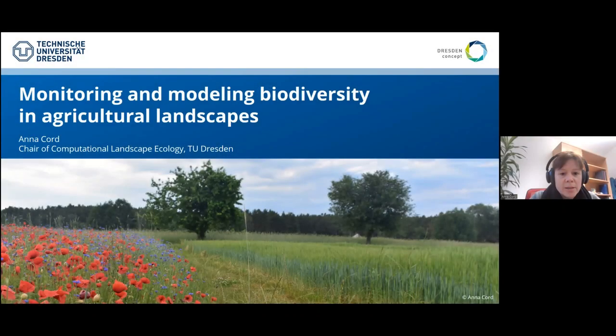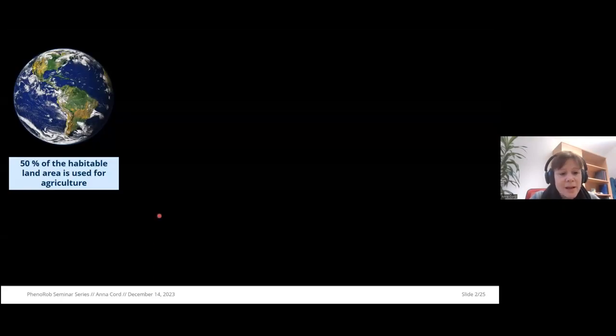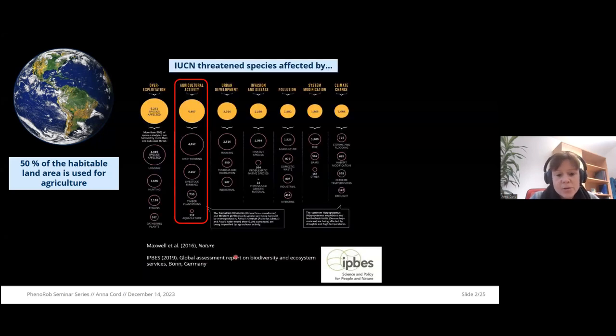Why monitoring and modeling biodiversity in agricultural landscapes? I want to start with a number that you probably all know. Agriculture is really one of the major land uses we have on the earth. About 50% of the habitable land area is used for agriculture, and this has major impacts on biodiversity.